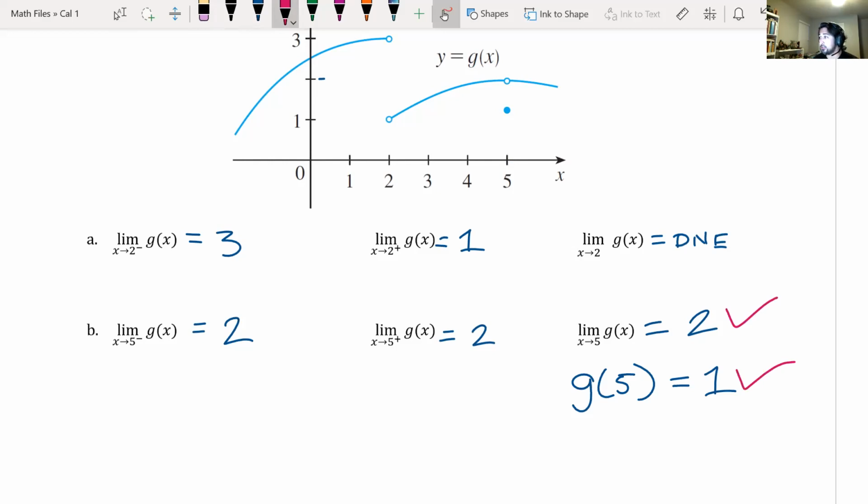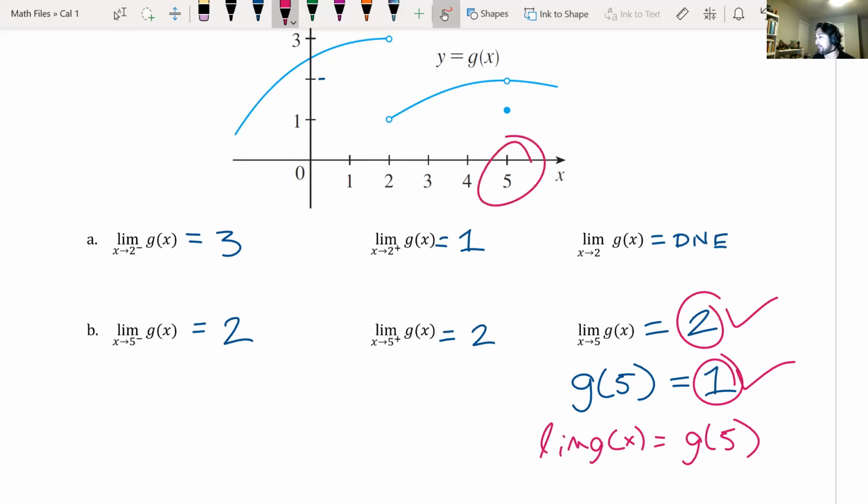But in order for a function to be fully continuous, and again, we're not going to learn about continuity till two more sections, the limit value must equal the point value. Are these two values equal? No. Does 2 equal 1? No. Therefore, it would be thrown out by the rules of continuity, saying that this function is not continuous at x equals 5. But again, I'm just giving you stuff to think about. You don't have to worry about it just yet.